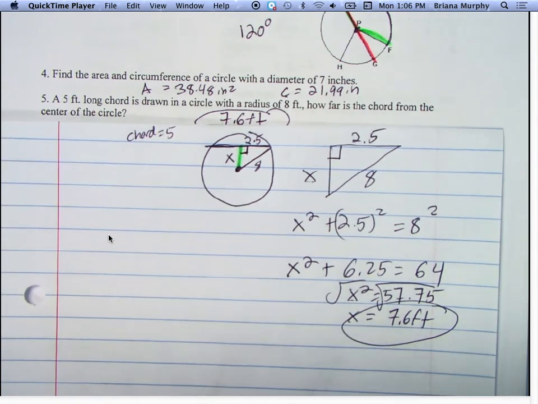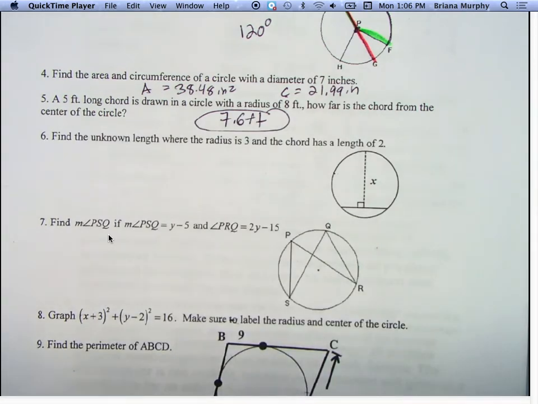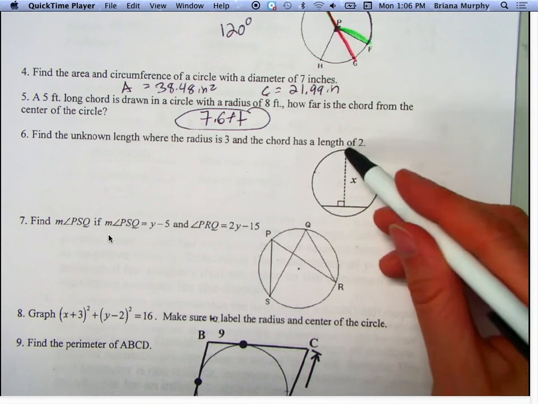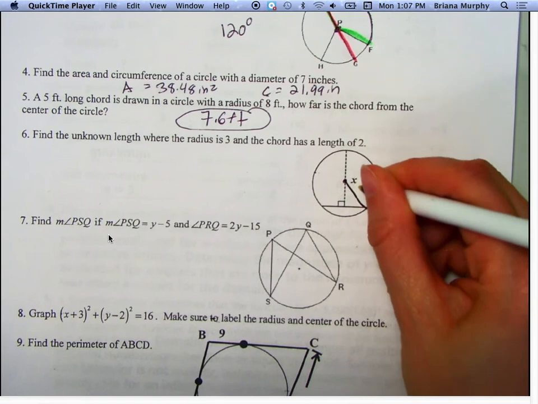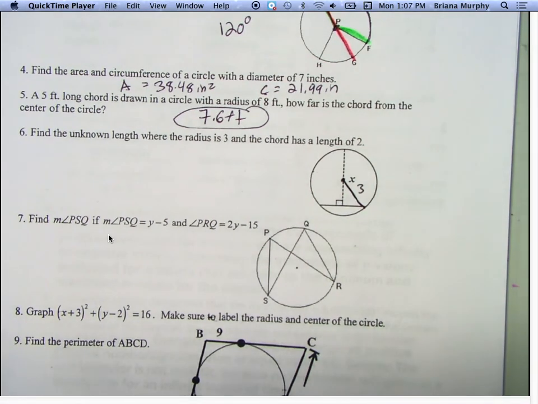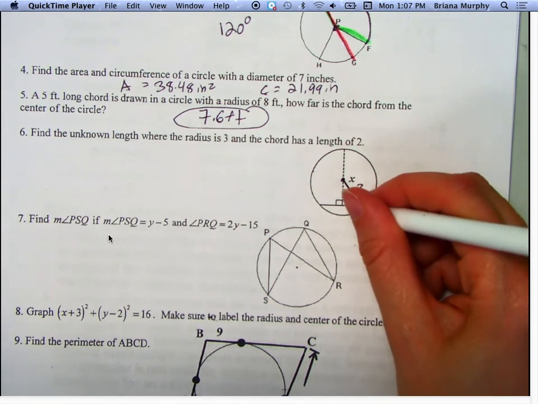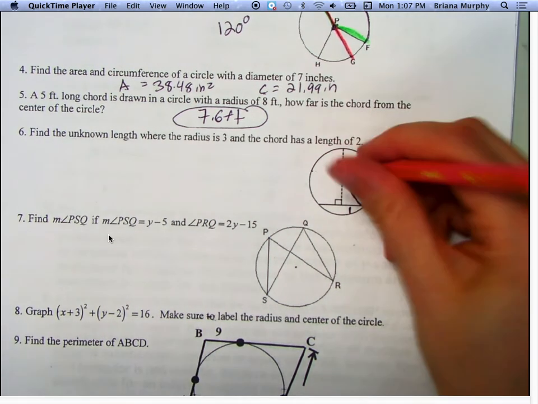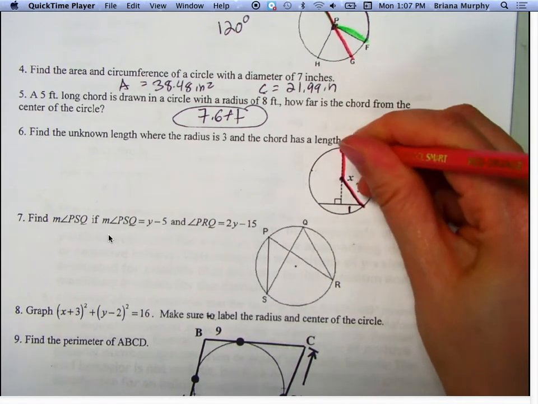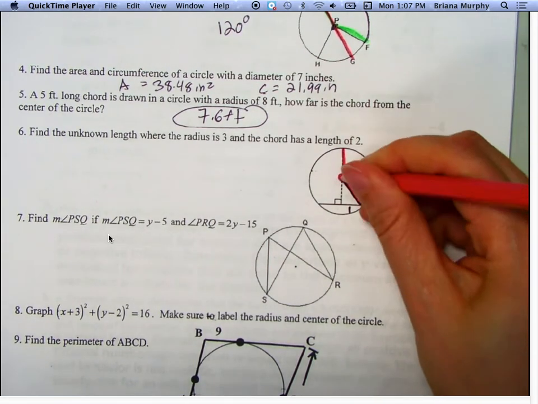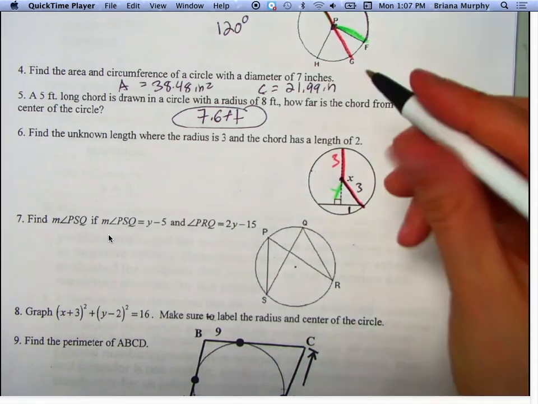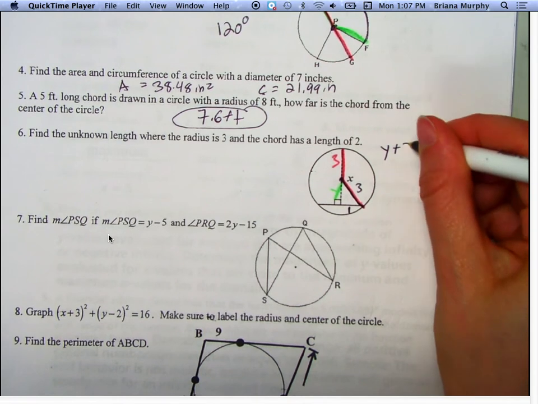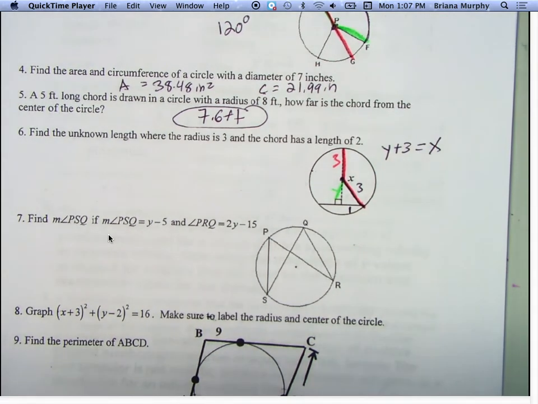Okay, let's try a question that's very similar to that, which is number 6. Okay, number 6 says, find the unknown length, that's the x right here, when the radius is 3. Again, make sure it touches the chord. That's my radius of 3. And the chord has a length of 2, which means half of 2 gives me 1. Okay, so if this is 3, what's this part right up here? Aren't these both radii? So this is 3 as well, right? So I'm going to change this down here. I'm going to make this length right here left over y. And I'm just going to write a little note to myself that y plus 3 equals x.